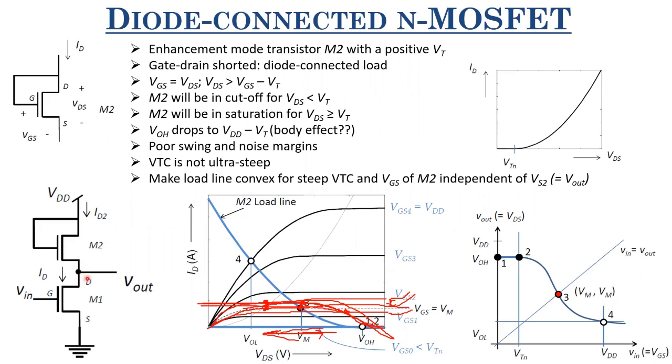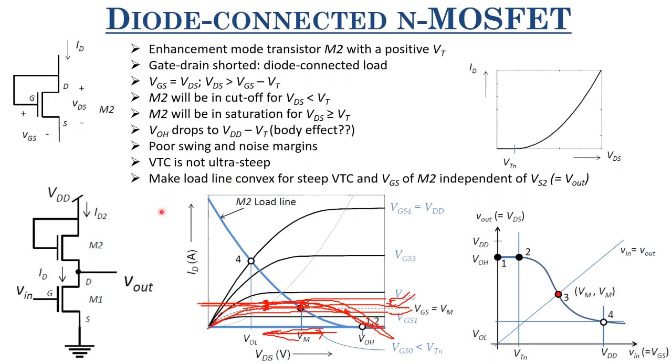Also, why is this problem happening? I mean, this body effect and all, why is this happening? This is happening because the source node of this diode connected load is connected to V out, and that is changing. So if we can somehow make the VGS of this M2 independent of this source node, or V out, then this problem won't occur, right?